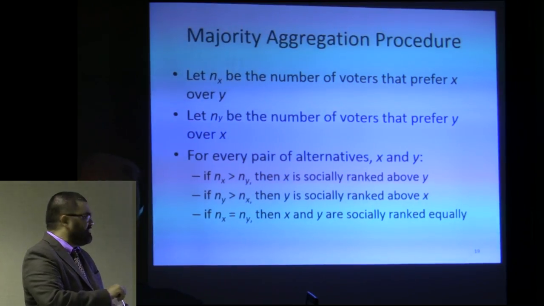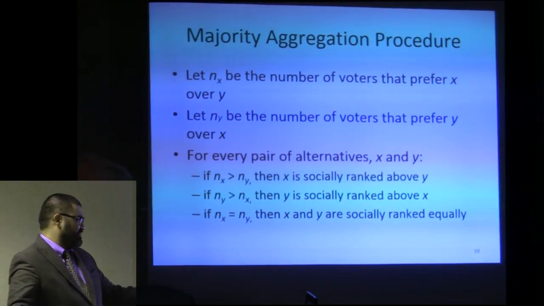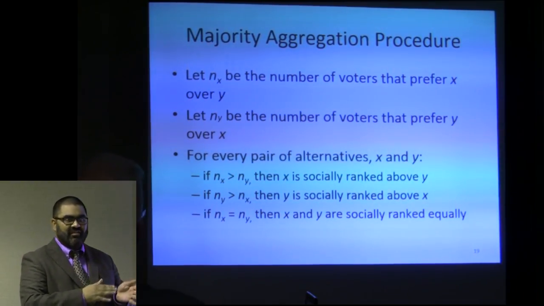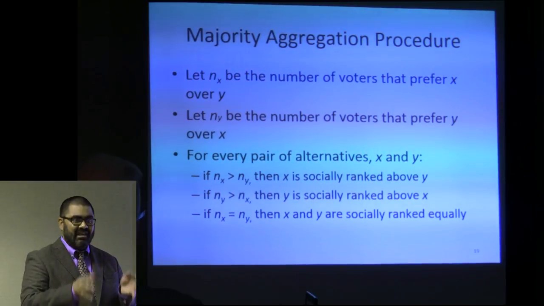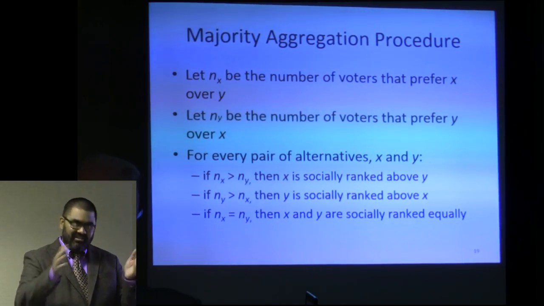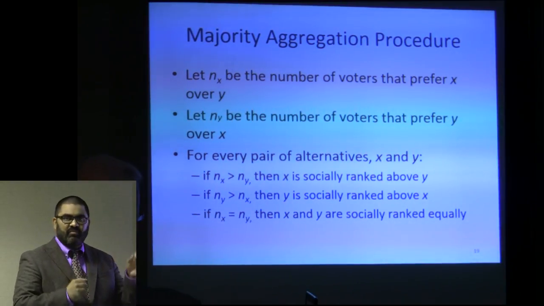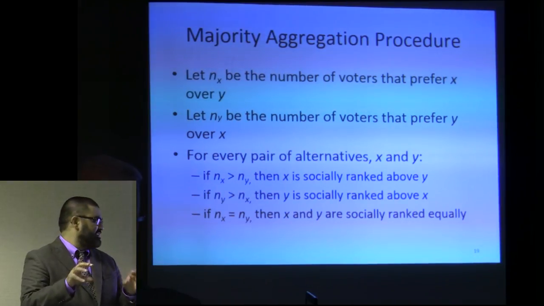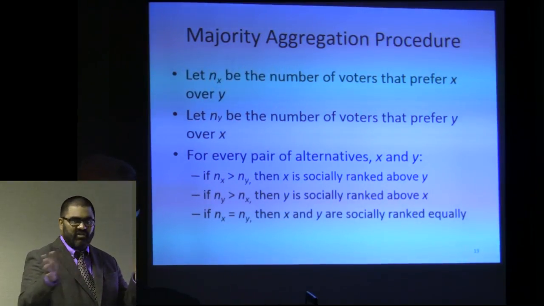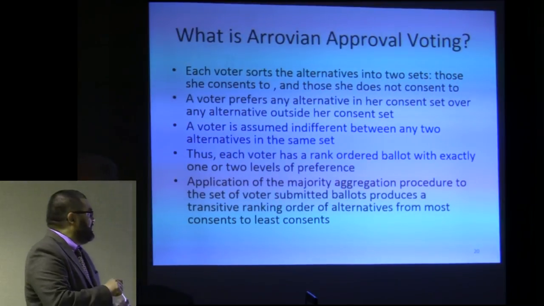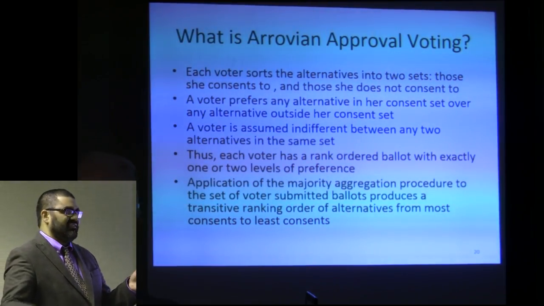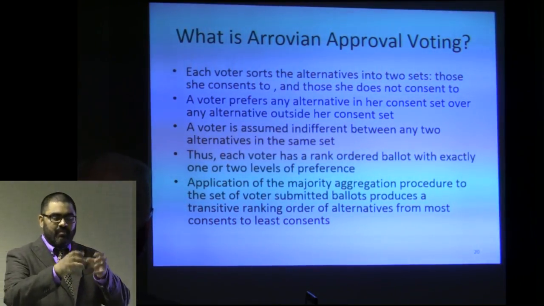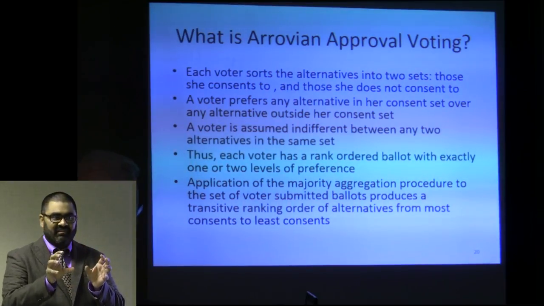Here's a more technical version. If more voters prefer X over Y than prefer Y over X, then X should be socially ranked above Y, and vice versa. If an equal number prefer X over Y as prefer Y over X, then X and Y should be socially ranked equally. Basically, Arrovian approval voting is where each voter partitions the set of alternatives into two parts, right?